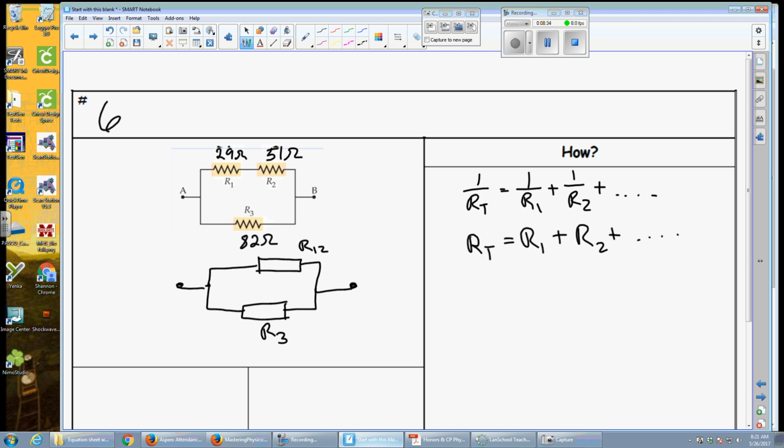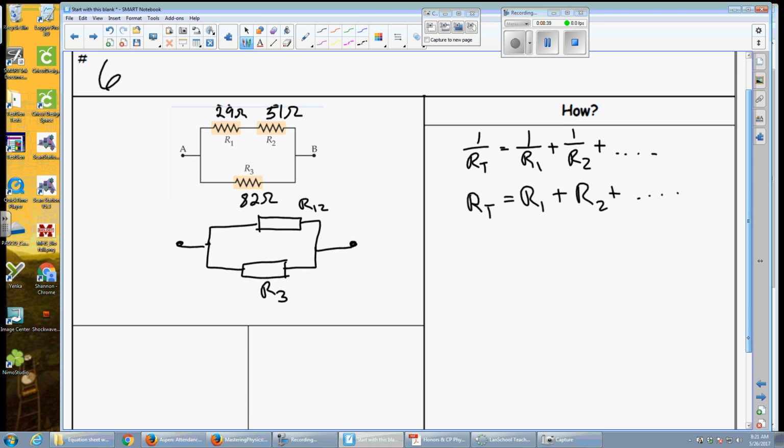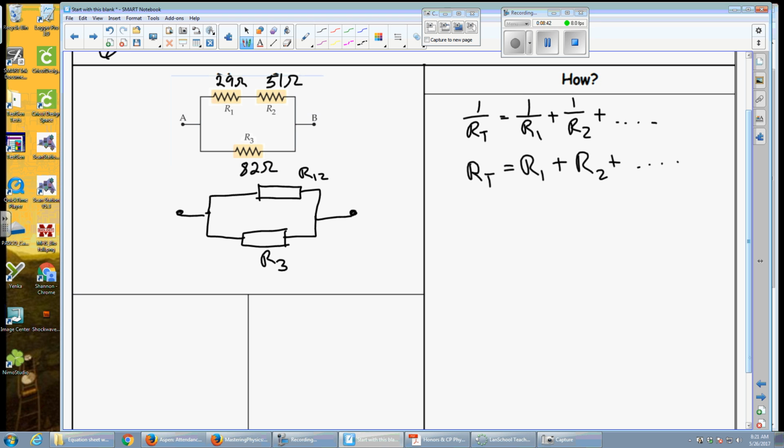Yes, you're combining them. And now resistor 12 and resistor 3 are in parallel to each other, so I can combine those into a single resistor. We'll just call it R123. And that's what they're asking for. What is the value of R123? So the first step, call that step A.